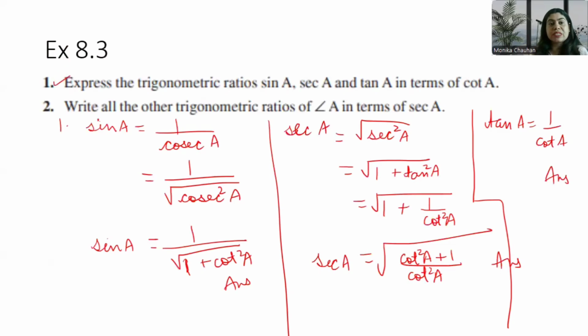So let's see it. Second question is, write all the other trigonometric ratios. How many trigonometric ratios do you know? 6. In terms of sec A. Now I have to write in terms of angle A, I have to write all of them. So let's get started. So sine A first. So sine A, I can write as sine A upon 1.